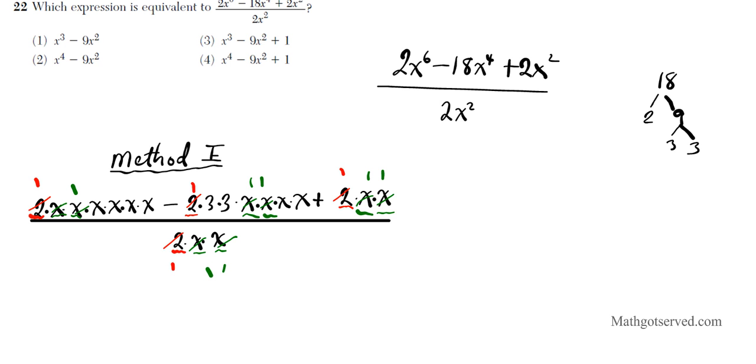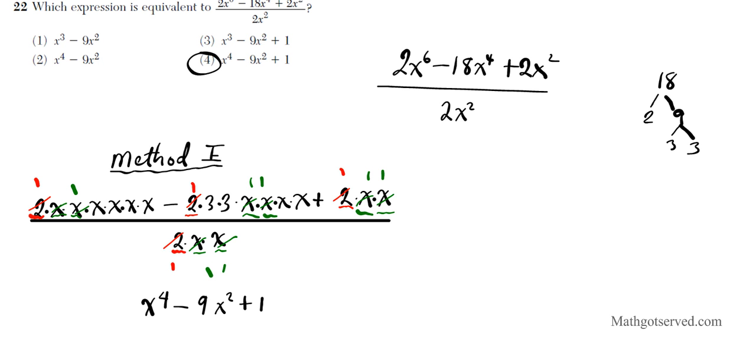All right, so my final answer is going to be x times x times x times x, which is x to the fourth, minus 3 times 3, 9x squared, plus 1 times 1 times 1 is 1. So the denominator is divided out completely, so we don't have anything in the denominator. So there goes your final answer. Your answer is option number 4.